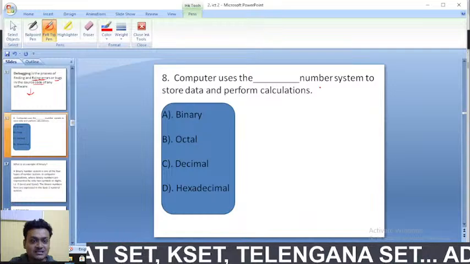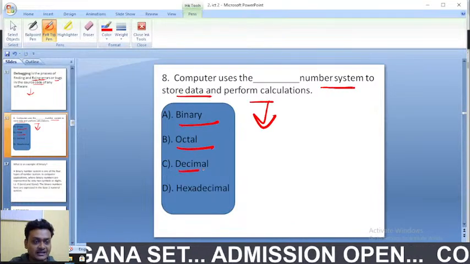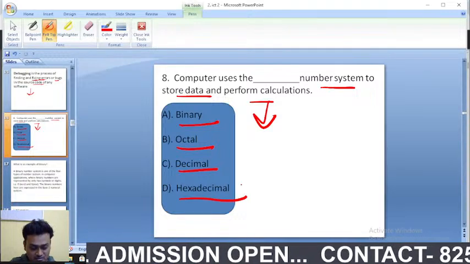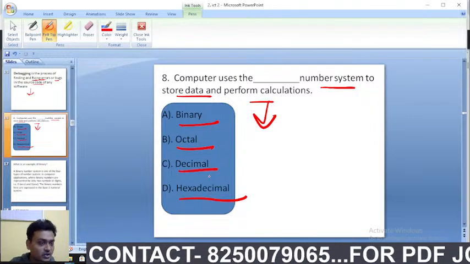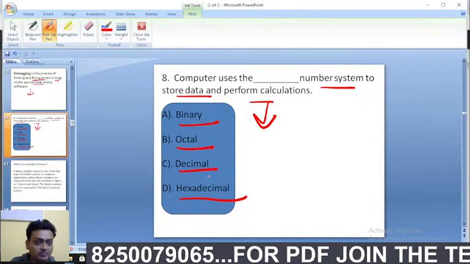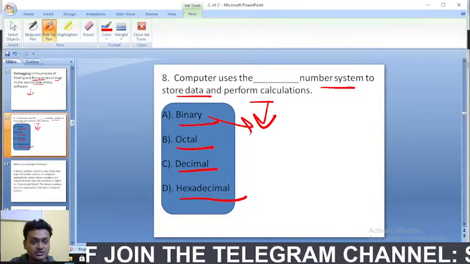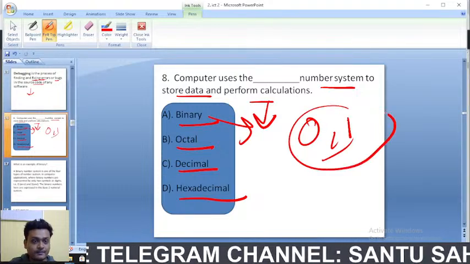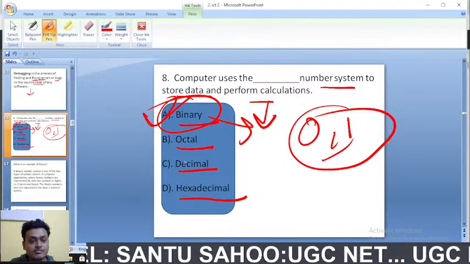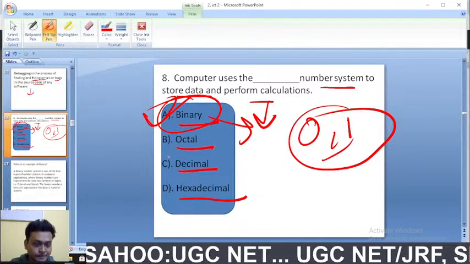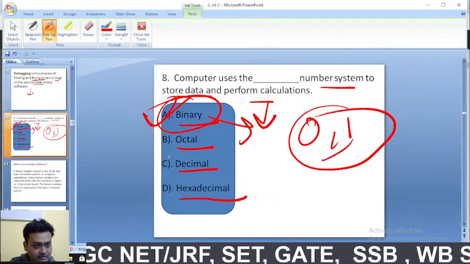Computer uses dash number system to store data and perform calculation. Binary, octal, decimal, hexadecimal. A few minutes ago, I had discussed this question. Computer only understands binary, that is 0 and 1, binary numbers. Exactly. It's 0 and 1, binary. Pramod got it, binary.